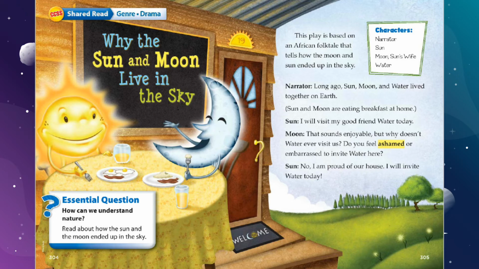So this play is based on an African folk tale that tells how the moon and the sun ended up in the sky. So it's a folk tale, but the genre is drama because we're going to have a dialogue. The characters are the narrator, the person telling the story, the sun, who's a character, moon, the sun's wife, and water. Let's begin. So I will say the name of the person talking.